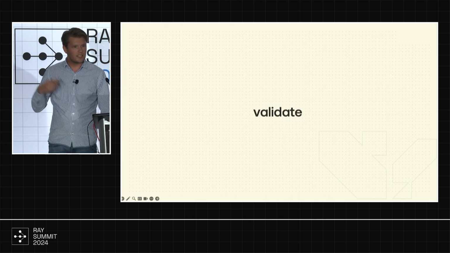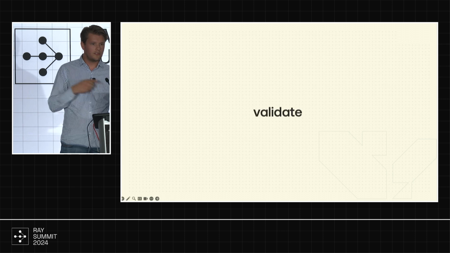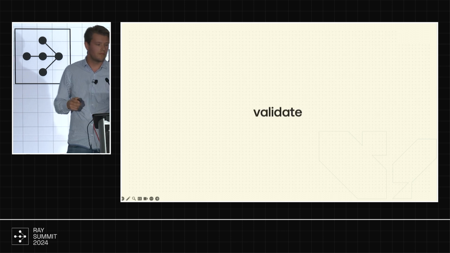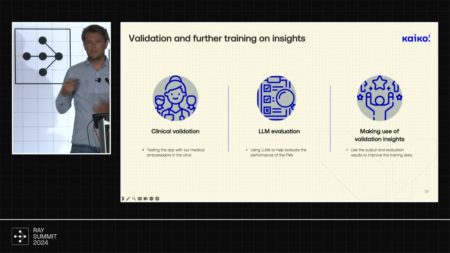So once that's running and the clinical assistant has access to the model, we can go to the clinic and sit with the medical experts to validate how the model does and whether it does as expected for them. So we do validation on multiple levels, and we leverage different approaches in this.